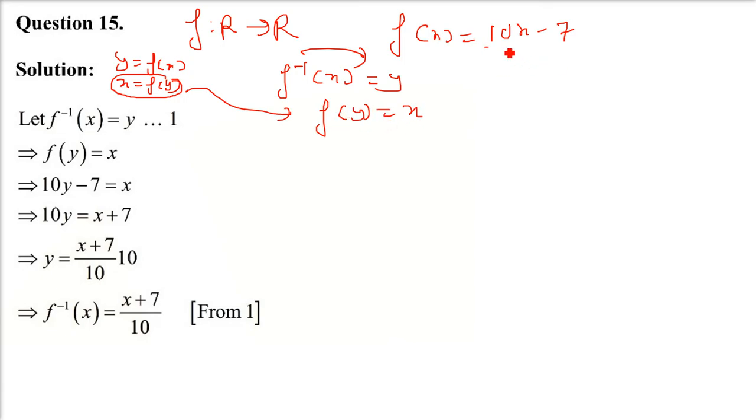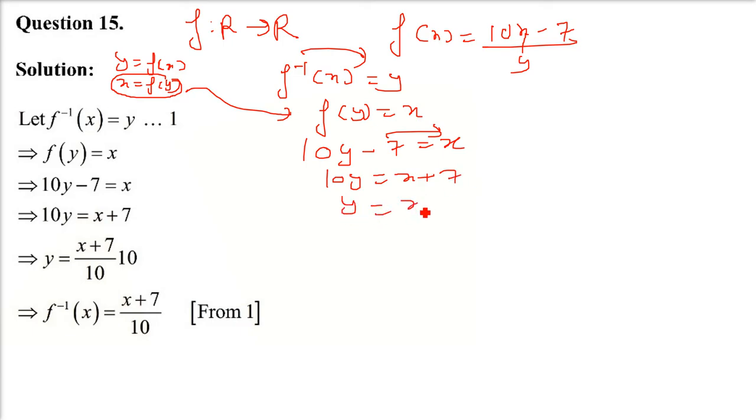Now f(y) will be equal to 10y minus 7, because you are going to put y here. 10y minus 7 equals x. So what is y going to come out as? 7 goes here. So 10y will be equal to x plus 7. y will be equal to (x plus 7) by 10. This is your y, which is actually f inverse of x. So f inverse of x equals (x plus 7) by 10. This is your final result.